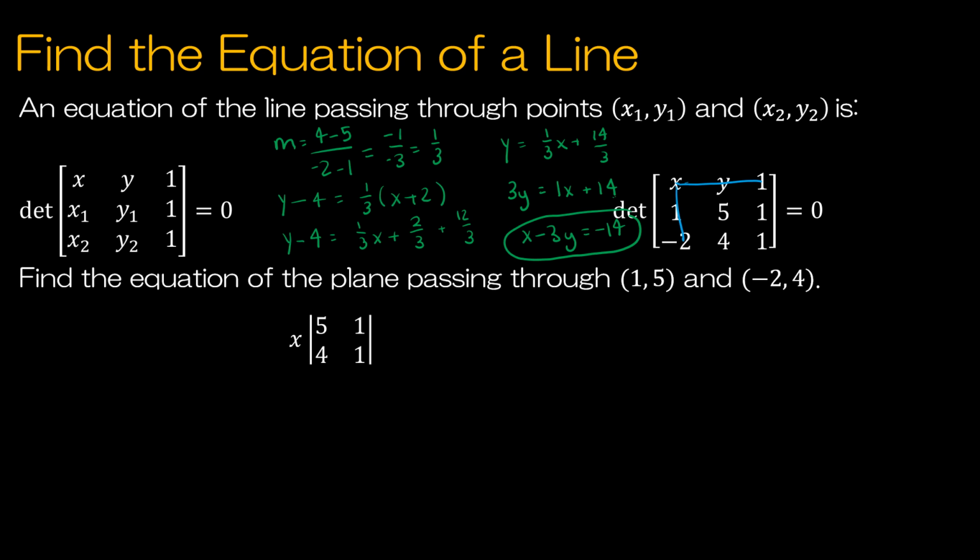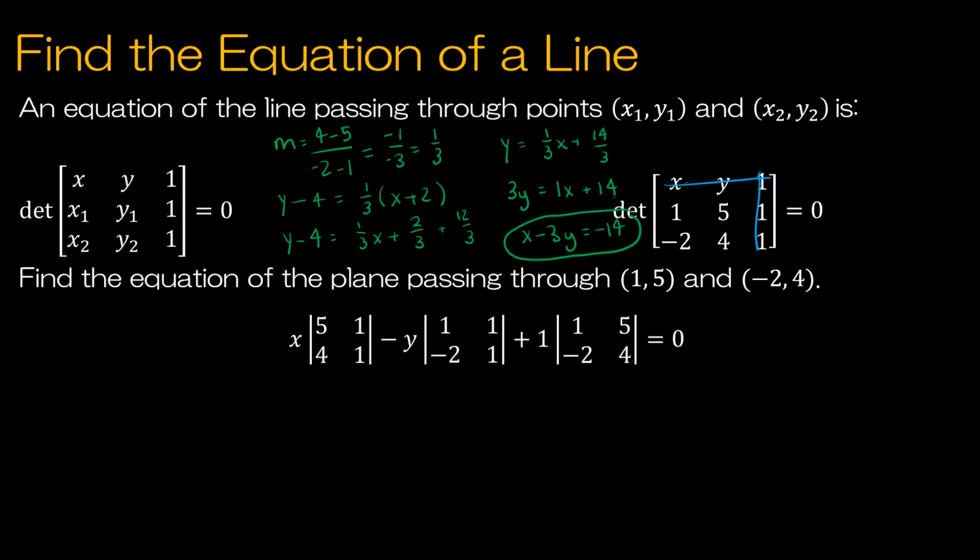And then the next one is -1 to the 1 plus 2, which is why I end up with a negative here. So feel free to show the negative ones if you want to, but it's always going to be plus, minus, plus. And again, I'm left with 1, 1, -2, 1. And then the last one would be plus again, and then 1, 5, -2, 4. And then, very important, is equal to 0.